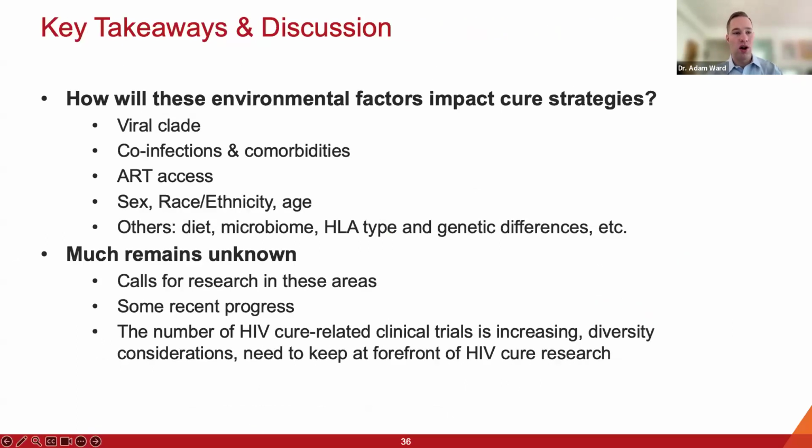I think we're at the hour, so I'll leave with some key takeaways and discussion. How will these environmental factors impact cure strategies? Today, we only discussed viral clade, co-infections and comorbidities, ART access, sex, race, ethnicity, and age, but there are other environmental factors that may affect HIV reservoir biology, as well as may impact cure strategies, such as someone's diet, their microbiome, their HLA type or other genetic differences.